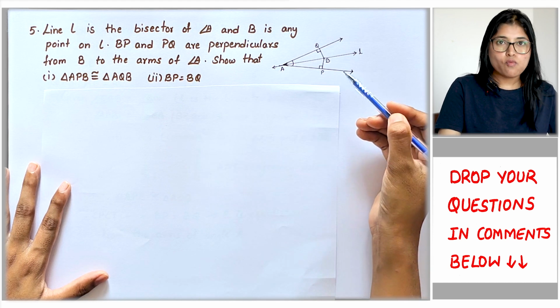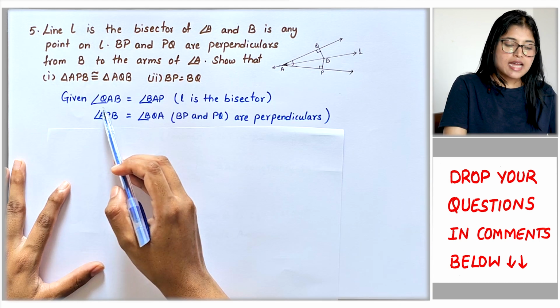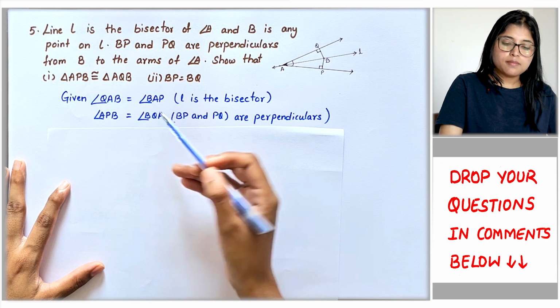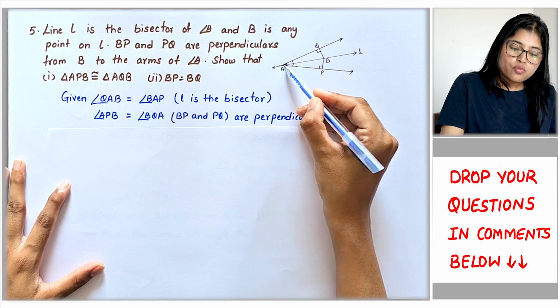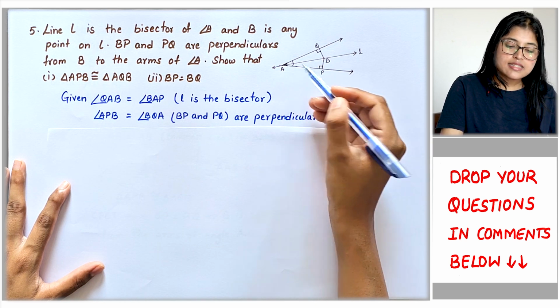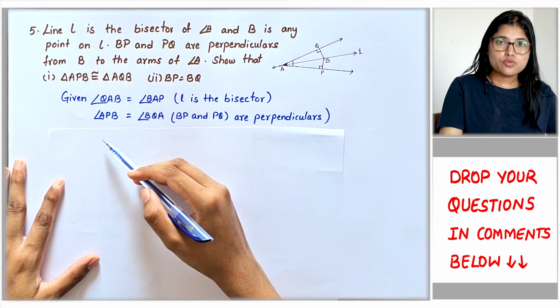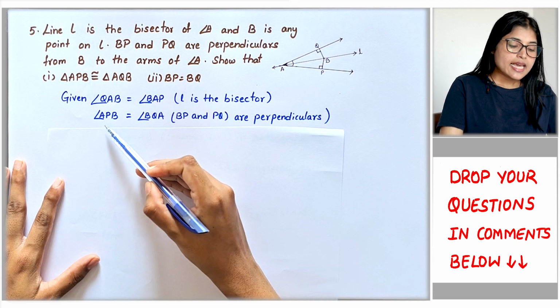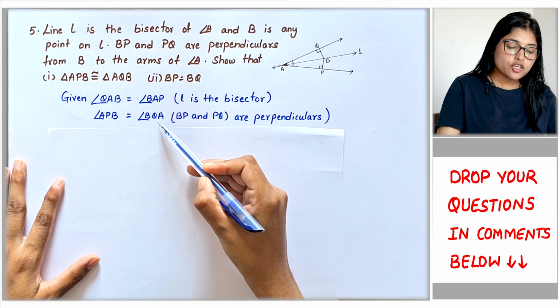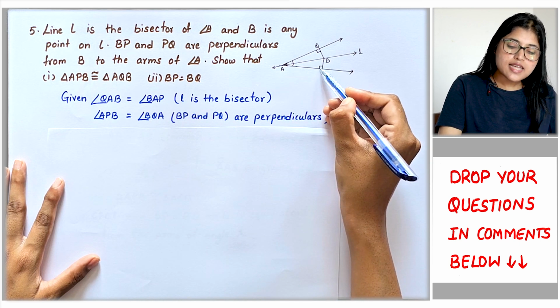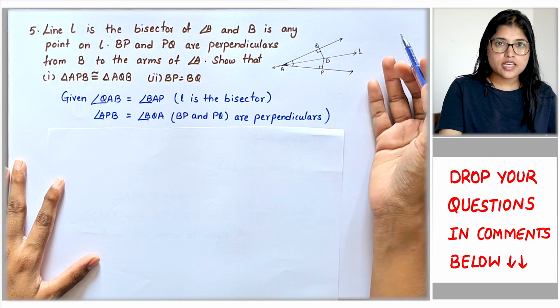Let us write down what is given to us first. We are given that angle QAB equals angle BAP. So this is QAB and this is BAP. These are equal because we have said that L is the bisector. In these two triangles, I can also say angle APB equals angle AQB because both of these angles are 90 degrees, so they are equal to each other.